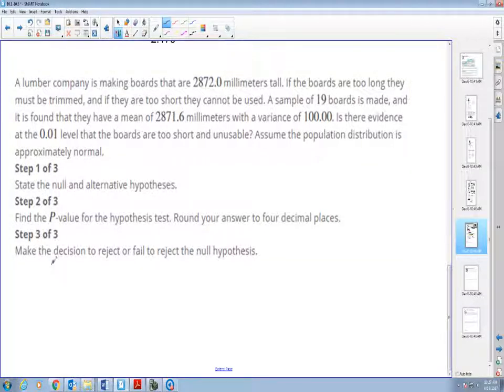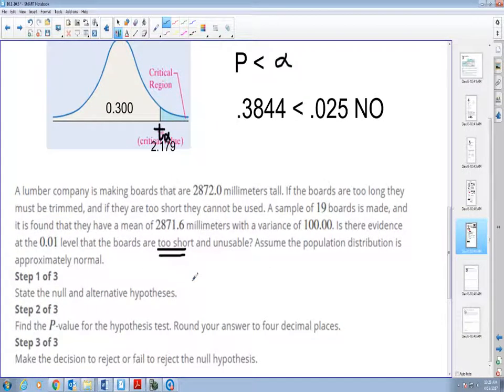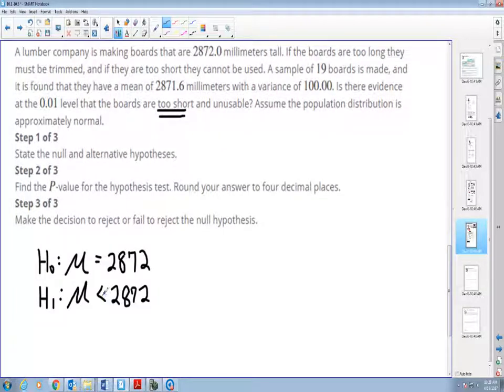They are asking, is it too short? What they are testing is that the null hypothesis is supposed to be 2872. Based on their sample, they feel it might be too short, so the alternative they are testing is that the mean is less than 2872. Find the p-value for the hypothesis test. So for this problem we need to find the p-value and make a decision based on that. I'm going to show you the same way as the previous problem. This is a left tail test.